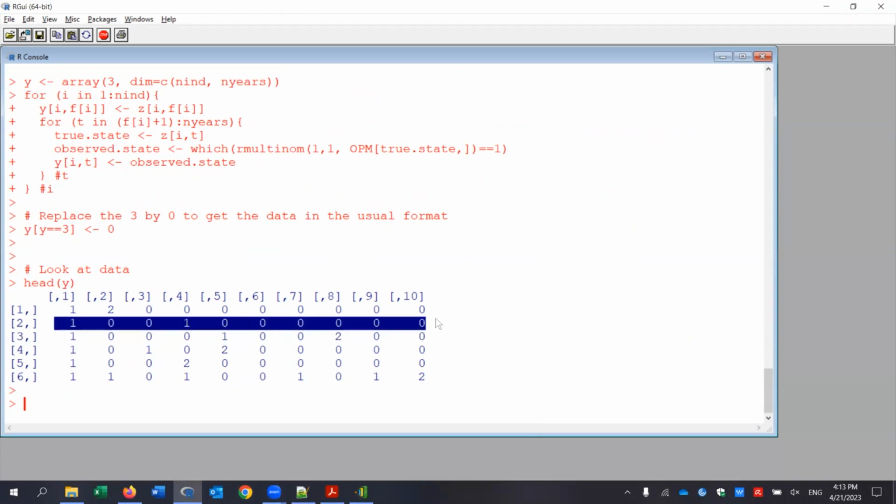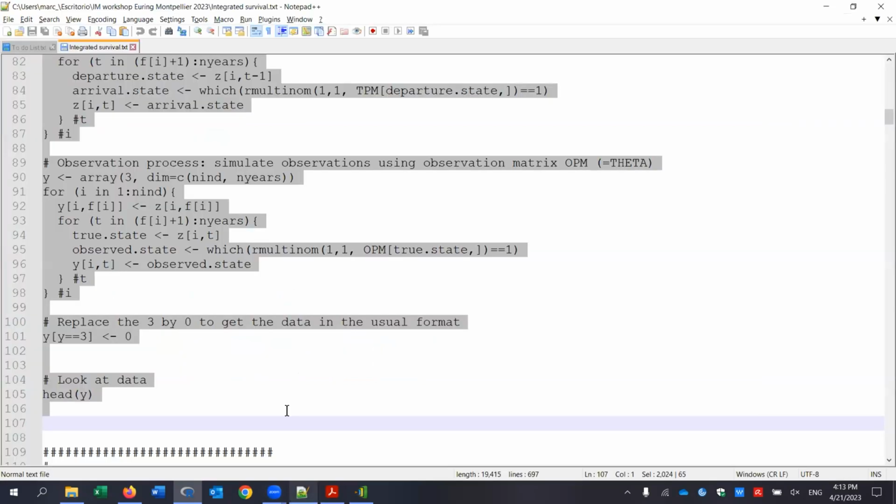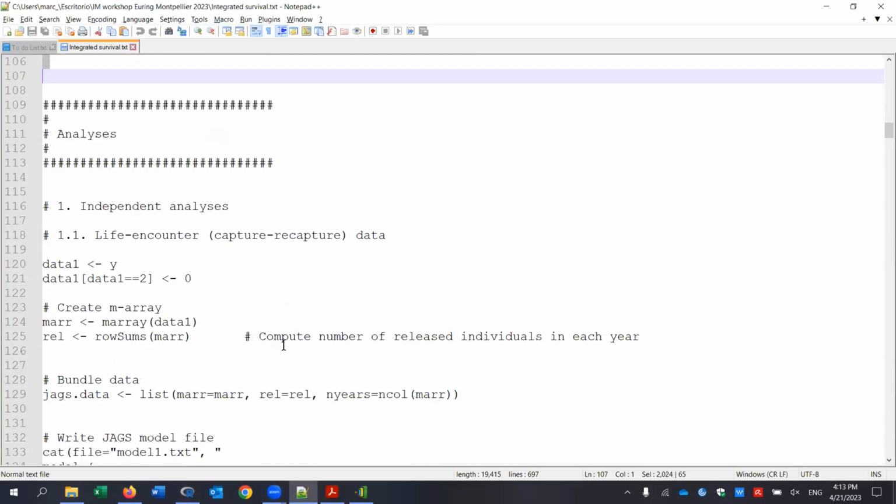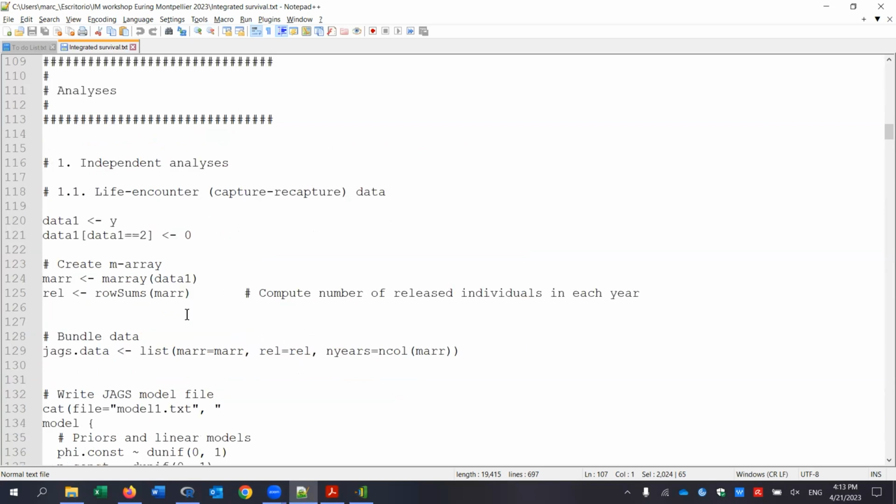This individual, the second one, was released at the first occasion, also was then not seen, and only on the 4th occasion it was recaptured again. That's indicated by a 1. Now, we only want to have the capture-recapture data, so we have to throw out all the 2s from the data set now, because our first model is just for capture-recapture, and that's what we do here.